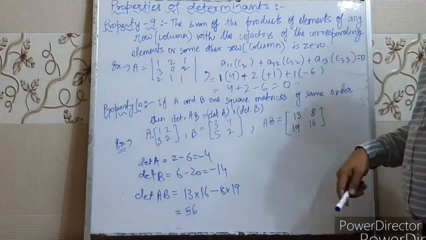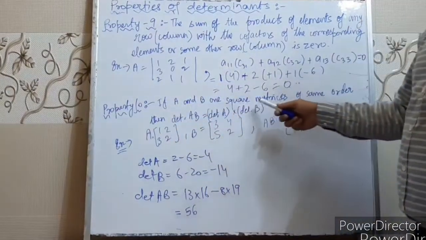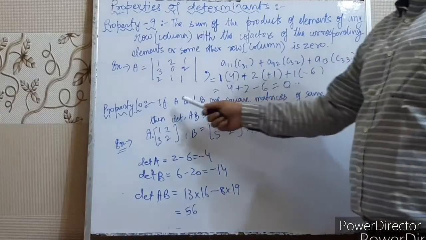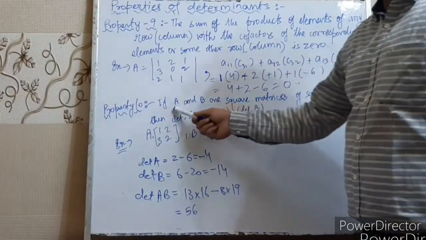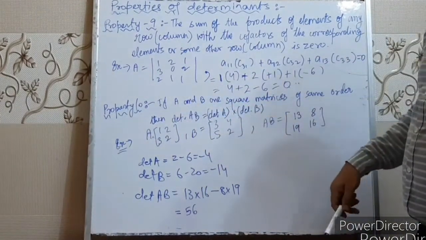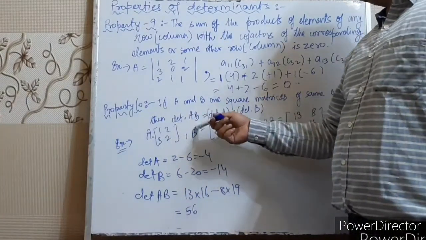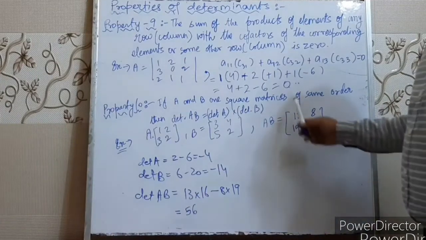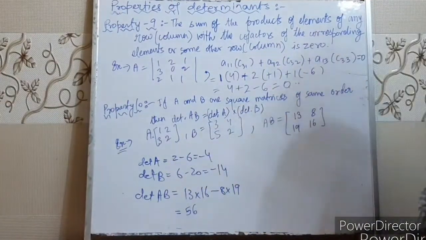The next property states that if A and B are square matrices of the same order, that means if A is of order 2, then B will be of order 2, and if A is of order 3, then B will be of order 3, then the determinant of AB will be the determinant of A into the determinant of B. Another property, and we discuss it by taking a simple example.